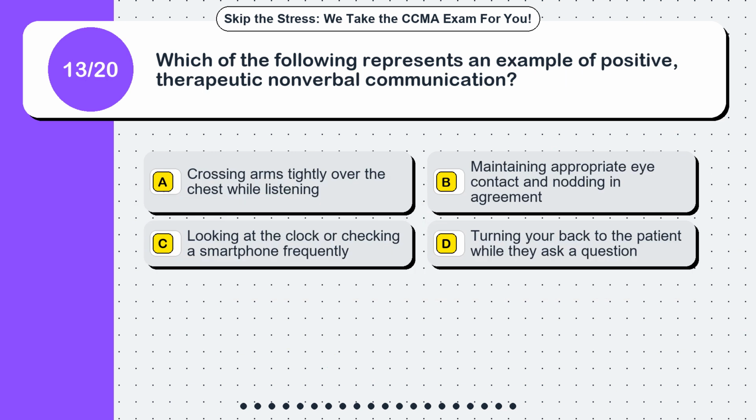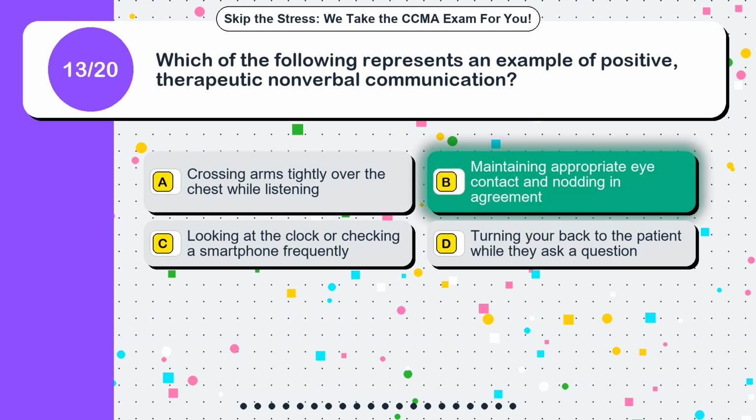Question 13. Which of the following represents an example of positive, therapeutic nonverbal communication? Option A. Crossing arms tightly over the chest while listening. Option B. Maintaining appropriate eye contact and nodding in agreement. Option C. Looking at the clock or checking a smartphone frequently. Option D. Turning your back to the patient while they ask a question. The correct answer is option B. Maintaining appropriate eye contact and nodding in agreement.